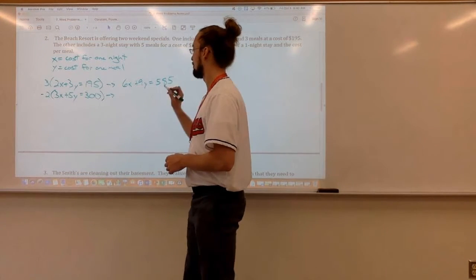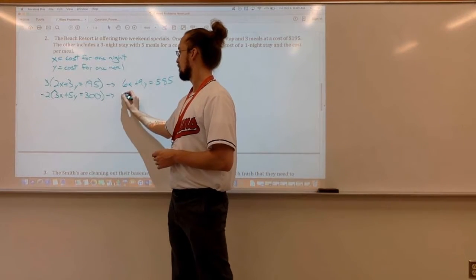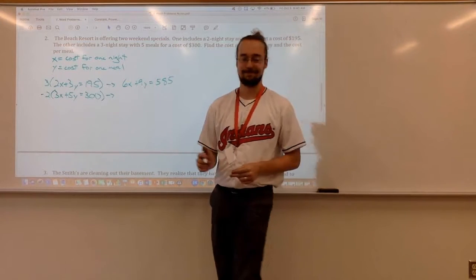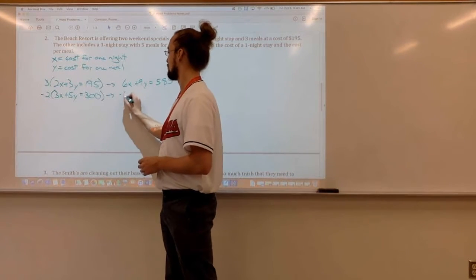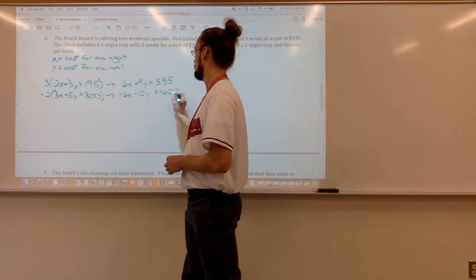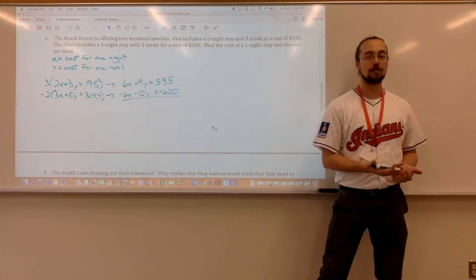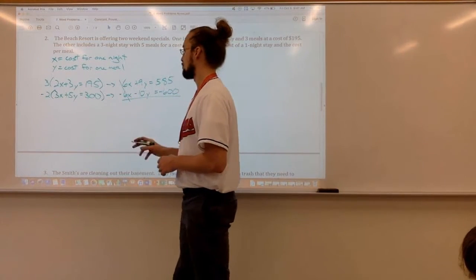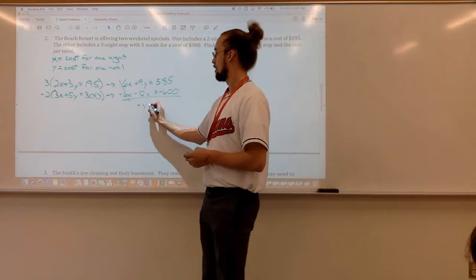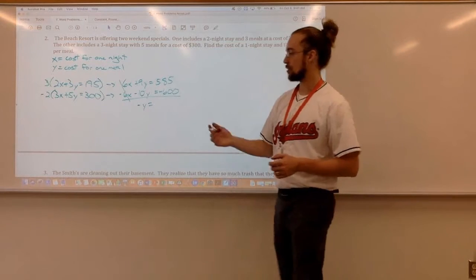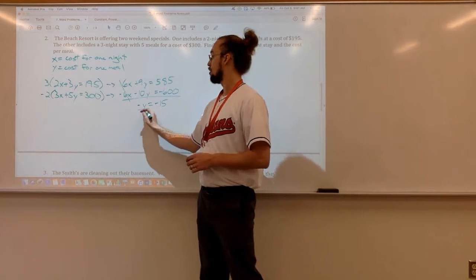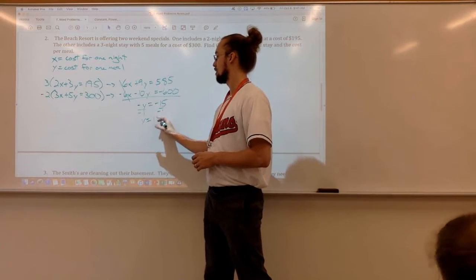I just did 3 times 200 and subtracted 3 times 5. So negative 2 times 3x would be negative 6x, and minus 10y equals negative 600. Now I just want to add these equations together. 6x plus negative 6x cancels out. 9y plus negative 10y would be negative 1y. And then 585 plus negative 600 is negative 15. So then we'll have to divide both sides by negative 1, and we get y is 15.